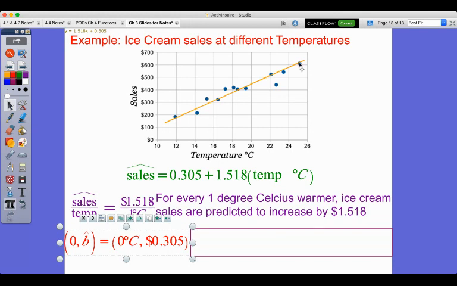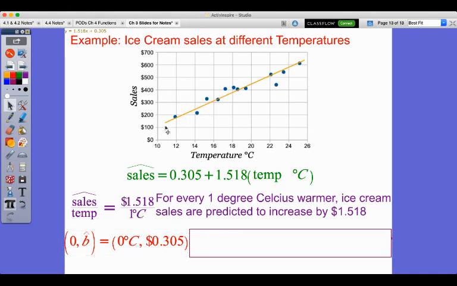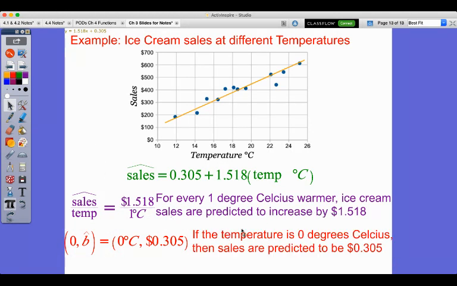Really hot days, the ice cream truck sells lots of ice cream. Cooler days, you don't sell as much. If it was freezing, because that's freezing in degrees Celsius, you would expect to drive around your truck over the whole day and sell 30 cents worth of ice cream, is what this equation is predicting. Notice that is an extrapolation, which is part of the reason why it doesn't make sense. So if the temperature is 0 degrees Celsius, the sales are predicted to be 30 and a half cents.